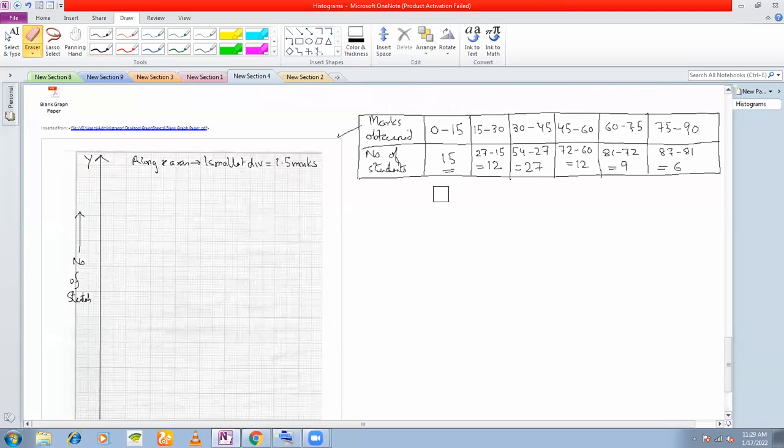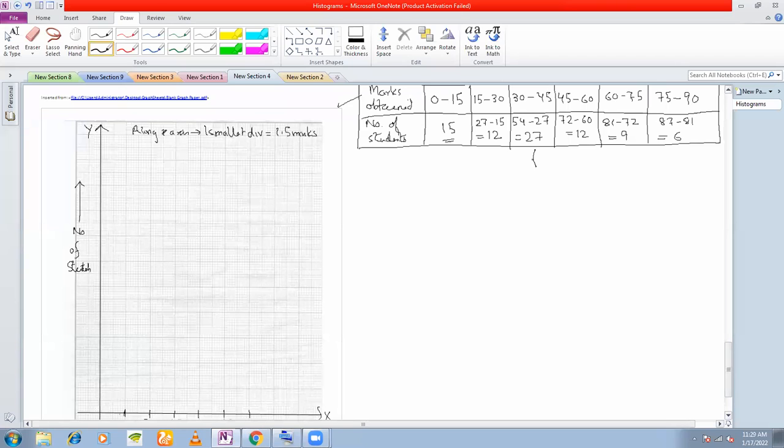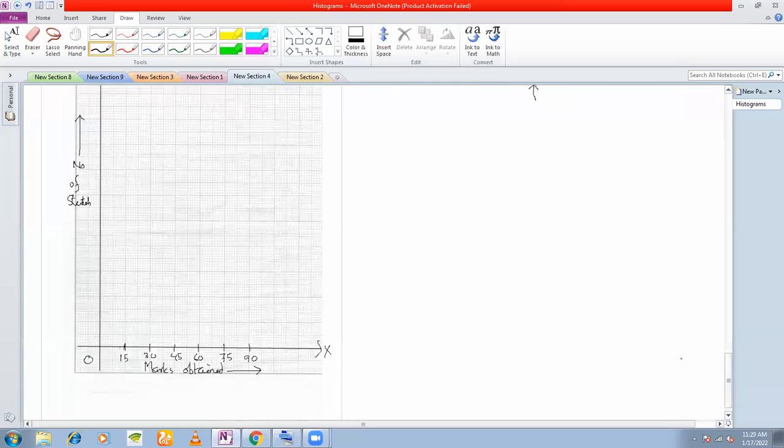Along the Y axis, if you see, you have 15, 12, 27, 12, 9, and 6. All these are multiples of 3. So very conveniently, which is the highest one? 27. So if you start from 3, you have to end at 27. So what you can do is you can take this as 3 because all are multiples of 3. 6, 9, 12, 15, 18, 21, 24, 27, right?